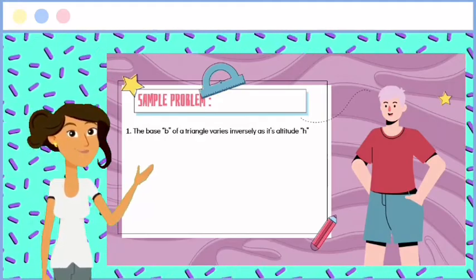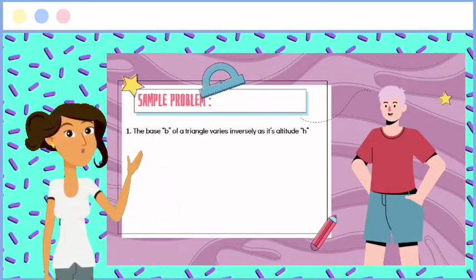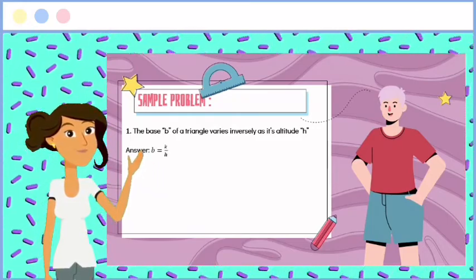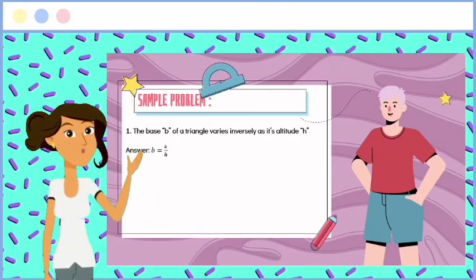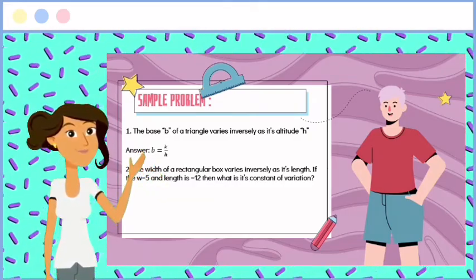The first one is the base, or b, of a triangle varies inversely as its altitude, or h. So the answer will be b is equal to k over h.